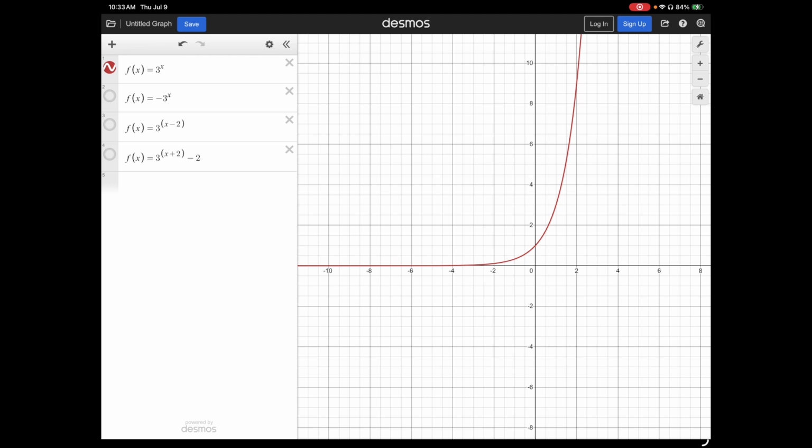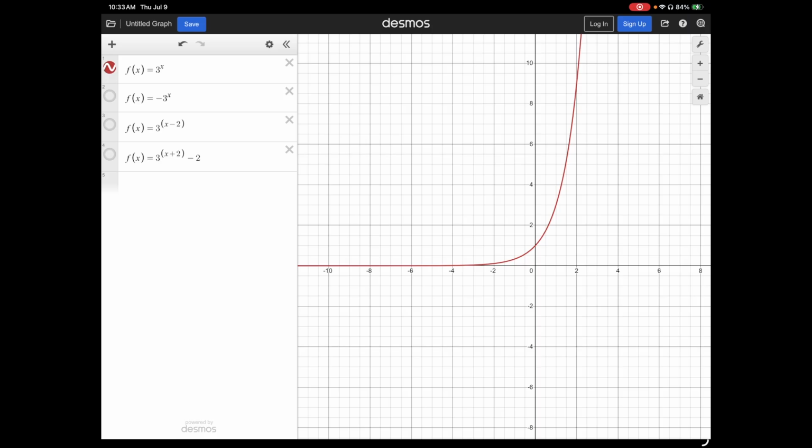So f of x equals 3 to the x is my original, so this is it in red. And this number 1 here, as you can see, the negative flips it over the x-axis. All right, number 2, the x minus 2, the minus 2 is inside with the x, so it is shifting it right 2 units. As you can see, it moved 2 places to the right. And then number 3, it moved left 2 and down 2, as you can see there.